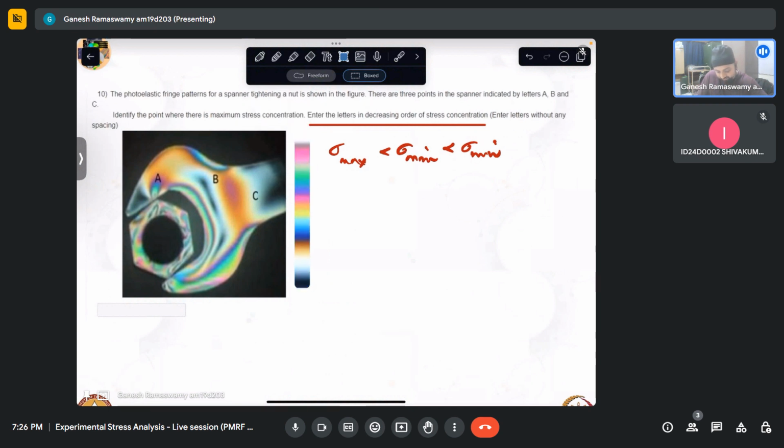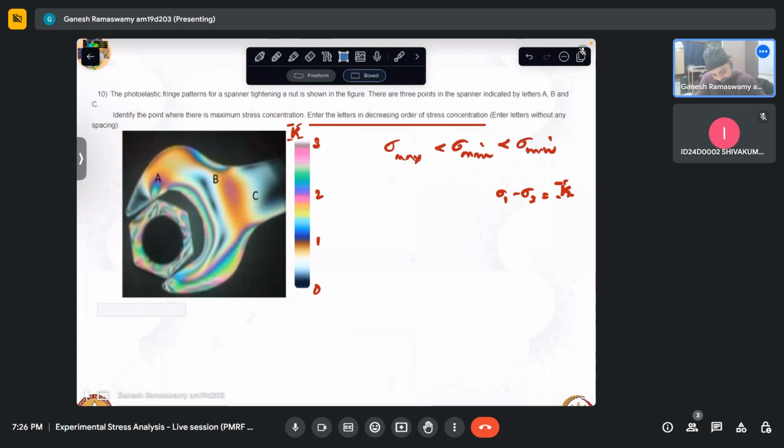So if I take this, now here, that parameter k, where sigma 1 minus sigma 2 is that k. We will see what that k is in the subsequent weeks. So here it is 0, 1, 2, 3. So from here we are able to see this is 0, this is black, and this is nearly this tint.